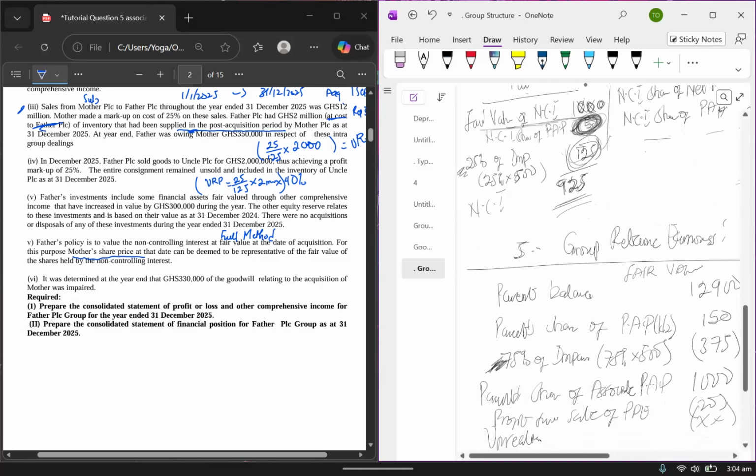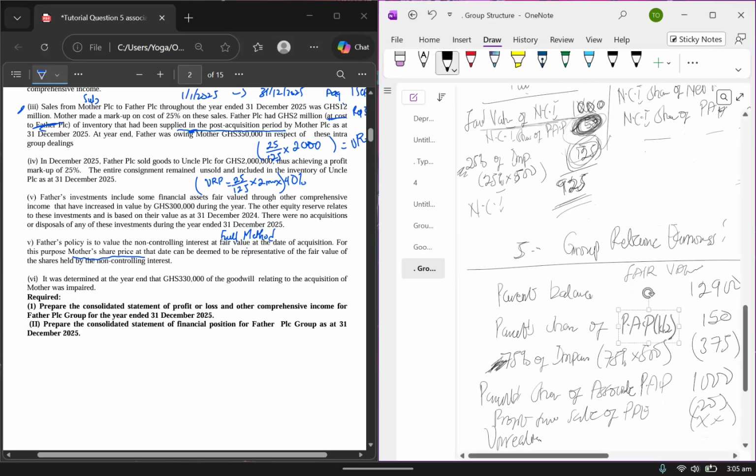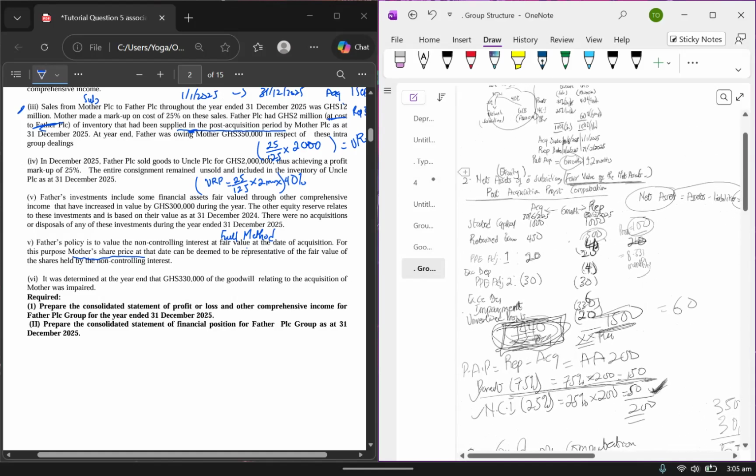So if you treat impairments in the net assets when you are using the fair value method of computing non-controlling interest, it's going to affect the PAP for the NCI and the PAP for the group retained earnings. In that case, you're not supposed to treat the impairment again. But for the proportionate method, you are not allowed to treat impairment here, because if you treat it here, it's going to affect NCI and the group retained earnings.